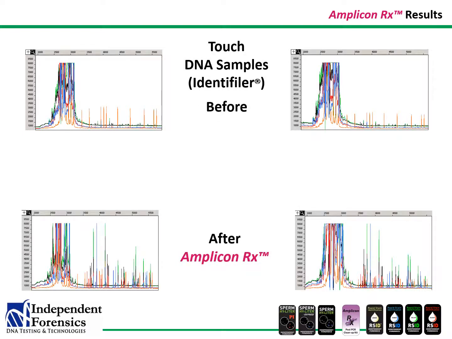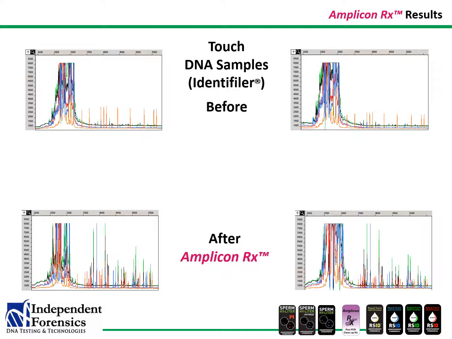The top of your screen shows 2 identifier reactions before Amplicon Rx. You can see the large peak of unincorporated primers on the left of each raw electropherogram, and you can see the size standards in orange. If you look carefully, you can see the small amount of amplicons that are visible in the raw data. These would be partial DNA profiles if analyzed by software.